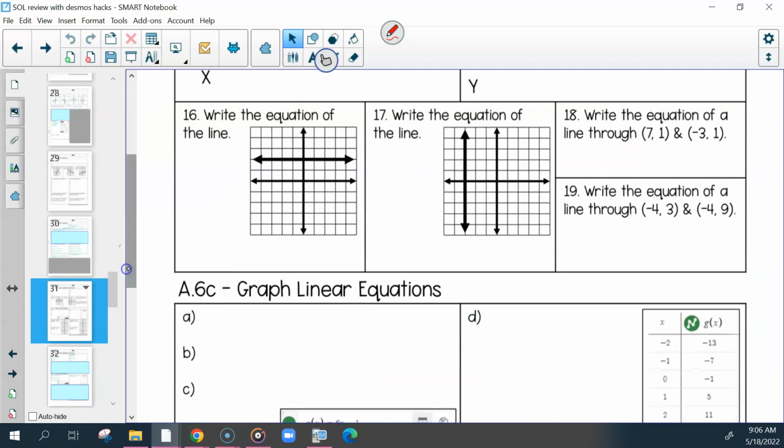So for 17, if this is a vertical line, is that x or y? X. And you look for what is that x value, which is what? Negative 3, and that would be your equation.